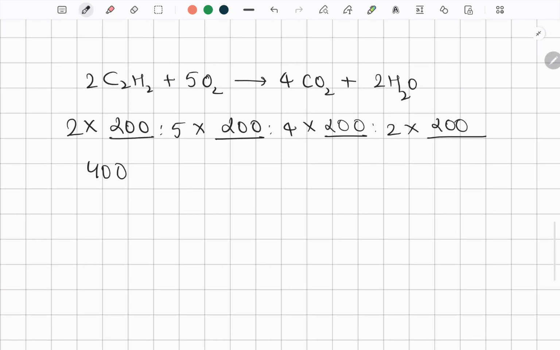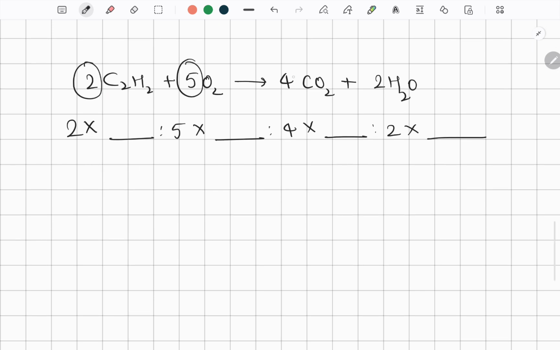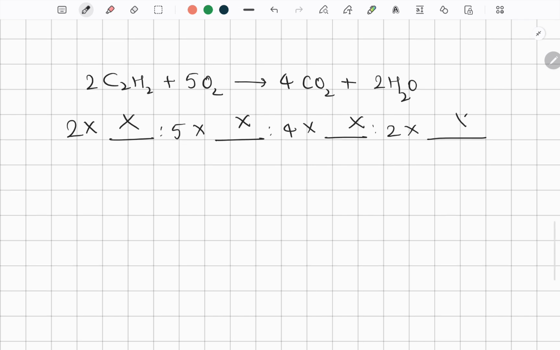Let's forget that we have anything. So what do we do first in this question? We write down the balanced chemical equation, and the stoichiometric coefficients, these are 2, 5, 4, 2, are called stoichiometric coefficients. We write 2 into dash. Instead of the volume of acetylene, oxygen, carbon dioxide and water, we write down a dash, because we do not know these volumes. That's what we need to find.